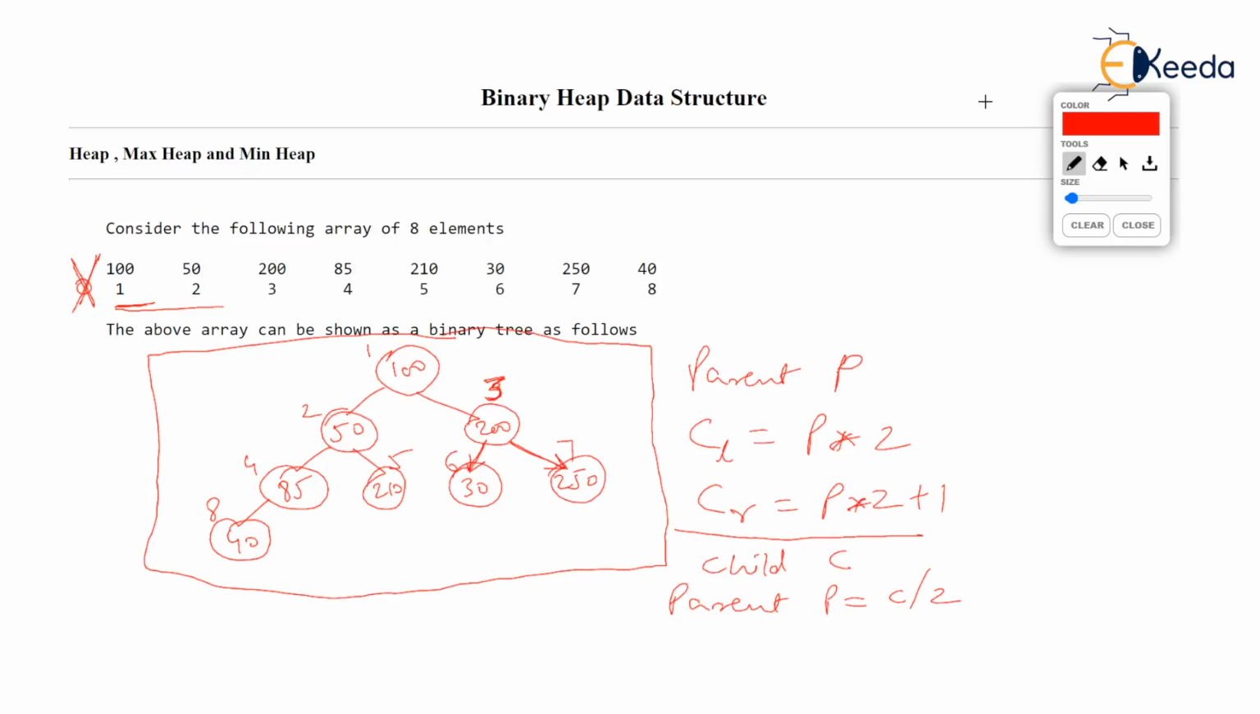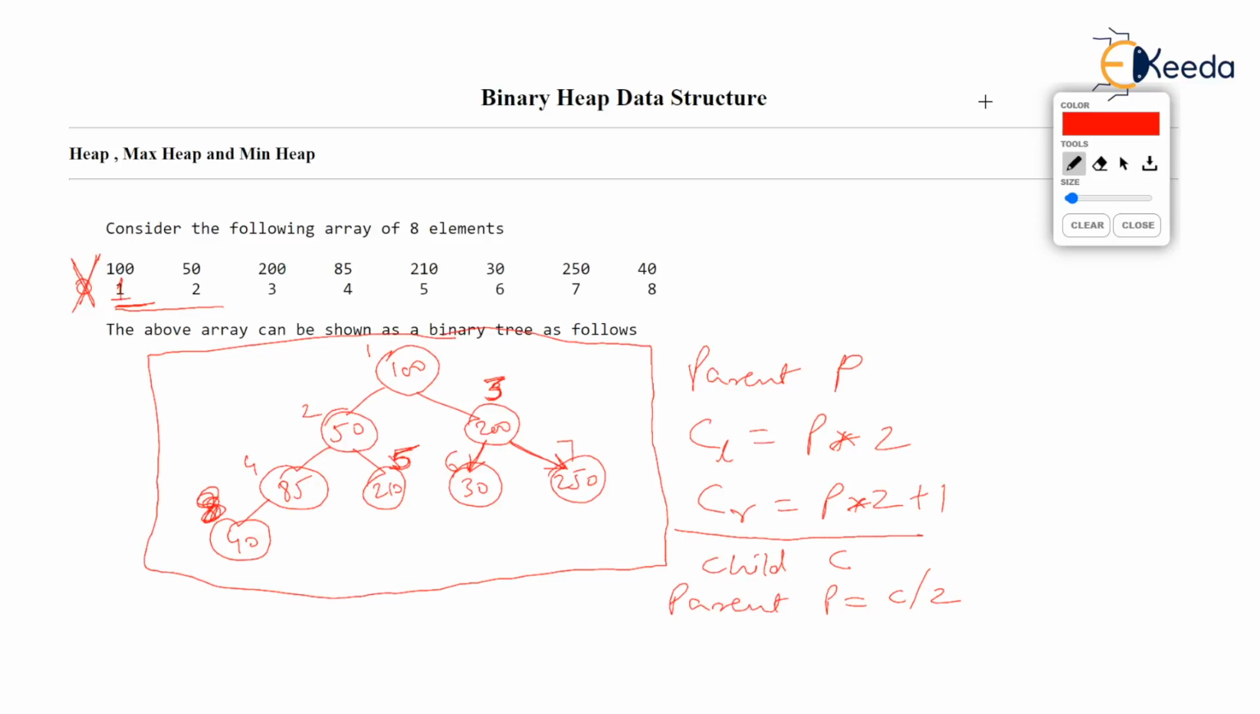If you are talking about eighth node, here is the eighth node. Then where is the parent of eighth node? 8 by 2, that is 4. Or where is the parent of fifth node? 5 by 2, that is 2. You know all this relation, isn't it? But these formulas which I have written for left child, right child, and parent are applicable when we start the array indexing from 1.